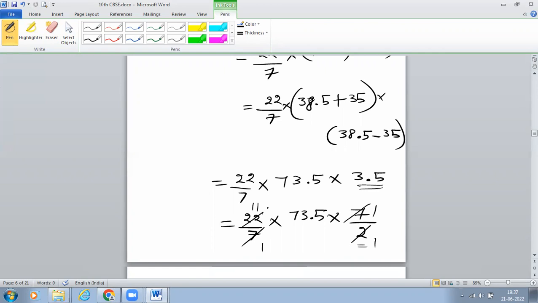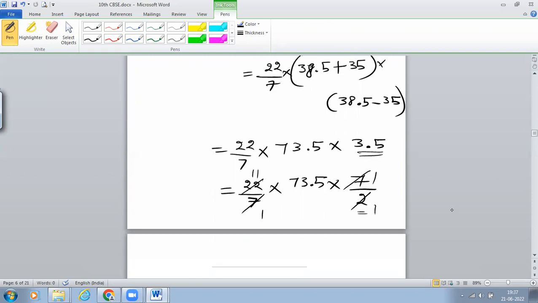Yes, sir. Okay. So 11 twos are 22, and 2 here, 1 twos are 2, or 2 ones are 2. Listen, so this 22 and 2 gets cancelled. This 7 and 7 gets cancelled. Now in the denominator we have nothing. That is 1. 1 into 1 is 1. So the denominator is 1. Now we can multiply the numbers in the numerator.